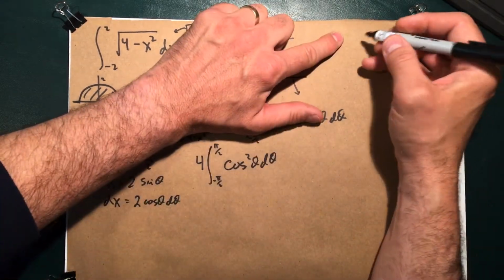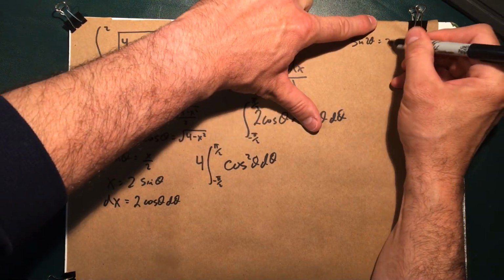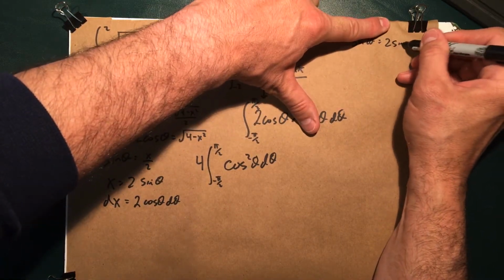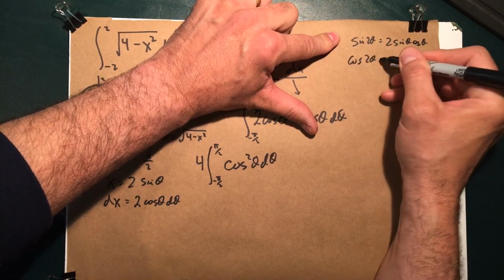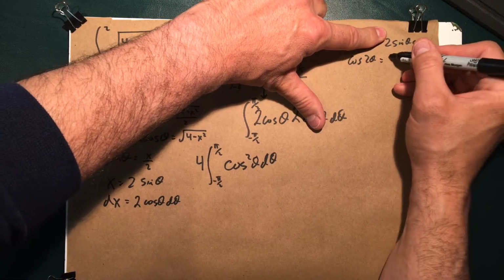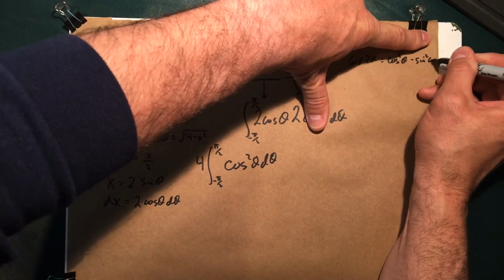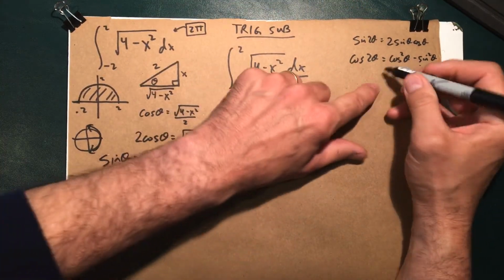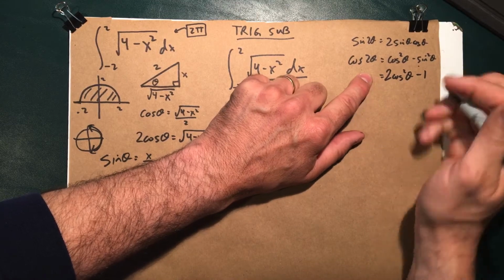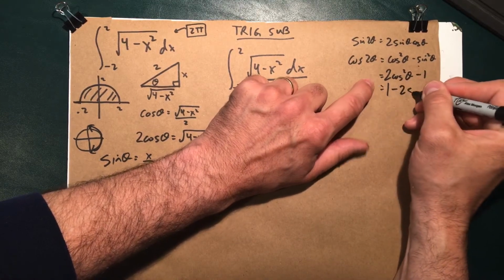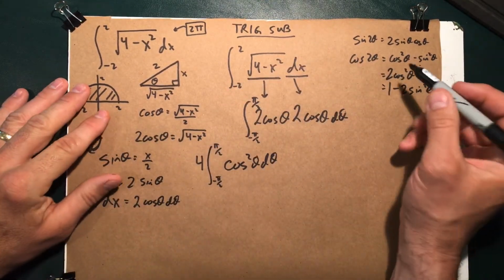Now, if you remember the double angle identities, sine of 2 theta is 2 sine cosine. That's kind of cute. But the cosine double angle identity has 3 flavors. Cosine squared minus sine squared: not helpful. 2 cosine squared minus 1: helpful. 1 minus 2 sine squared. I didn't mean to say not helpful, I just meant not apparently helpful.